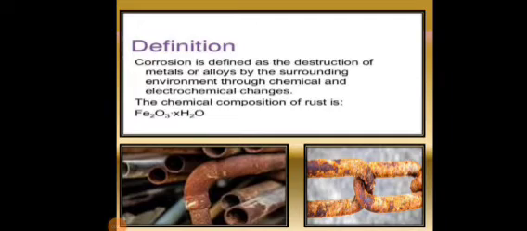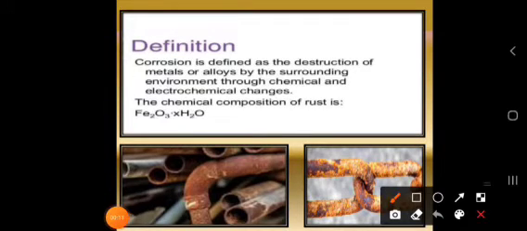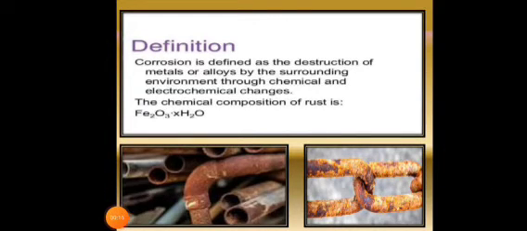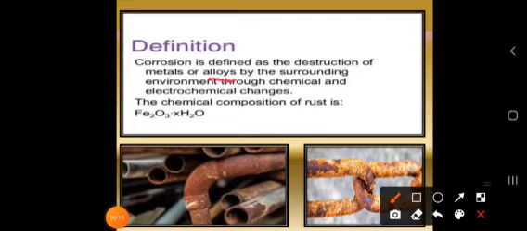Okay dear students, after completing the redox reaction, let's discuss the last concept, that is corrosion. So where can you find corrosion? Corrosion is defined as the destruction of metals or alloys by the surrounding environment through chemical and electrochemical changes. Here in this image you can see how this chain is rusted. It is nothing but corrosion.